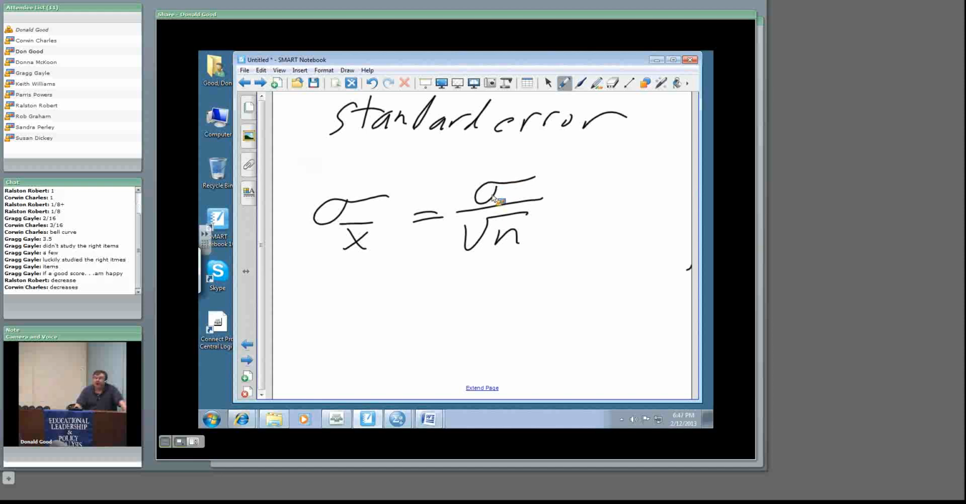Conversely, the smaller the standard deviation, that's our numerator, the smaller the number you get when you divide by something. The larger n, smaller error; smaller standard deviation, smaller error. If something's not that spread out to begin with, you're probably not going to be that far off target anyway.